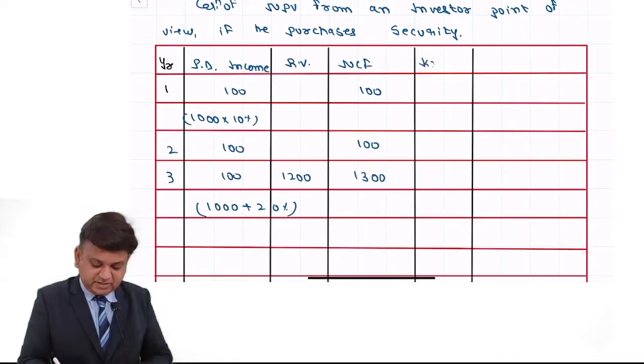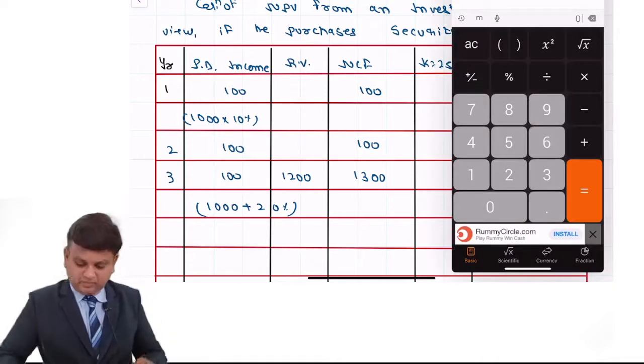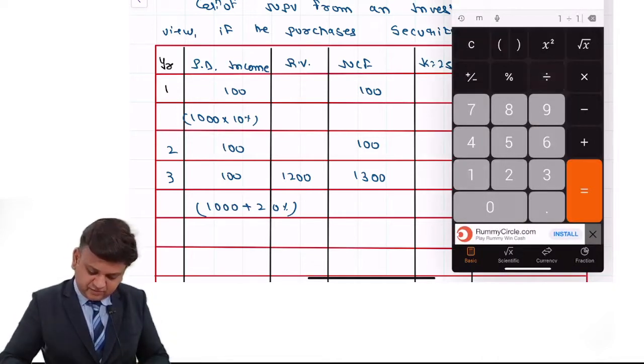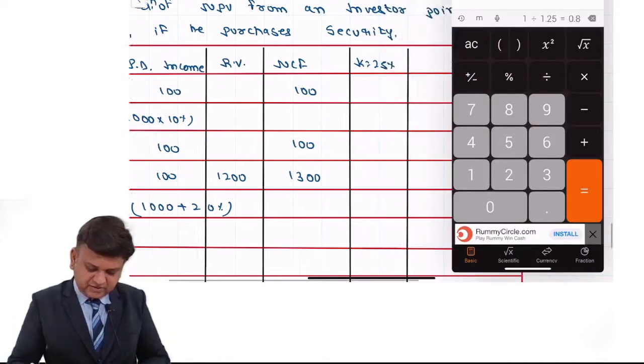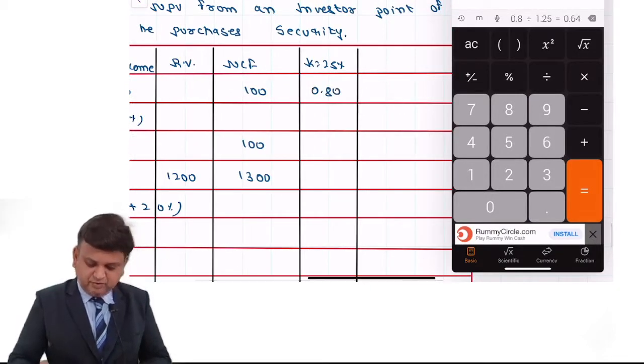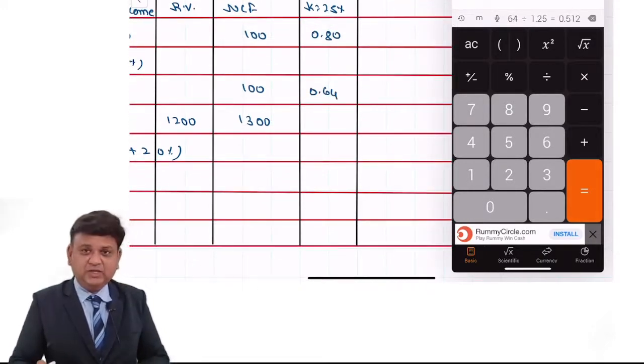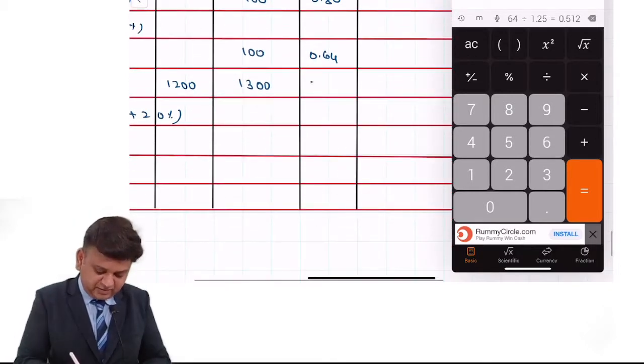It is discounted at 25%. The first year factor is 1 divided by 1.25, so it is 0.80. Once again you will get the second year factor, 0.64, and once again the third year factor, 0.512.